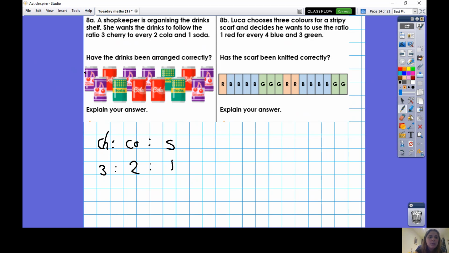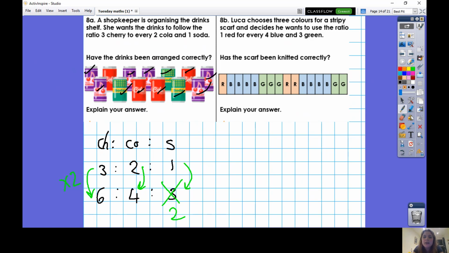Has she arranged these drinks correctly? Well, let's count up what we've got. We've got 1, 2, 3, 4, 5, 6 cherries. How many colas? 1, 2, 3, 4. 4 colas. How many sodas? 1, 2, 3. Okay, now using your knowledge of equivalences, you've got to work out if each has been multiplied by the same amount. 3 times 2 is 6. 2 times 2 is 4. 1 times 2 is 2. That tells me we've got too many sodas.